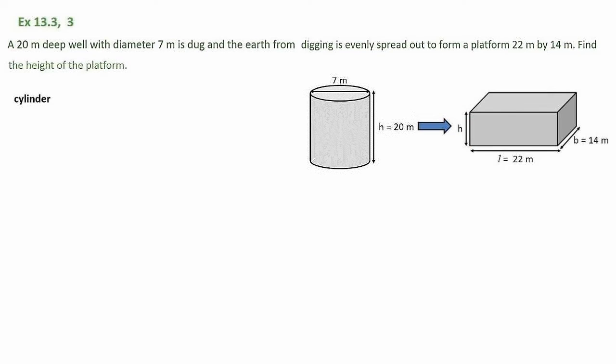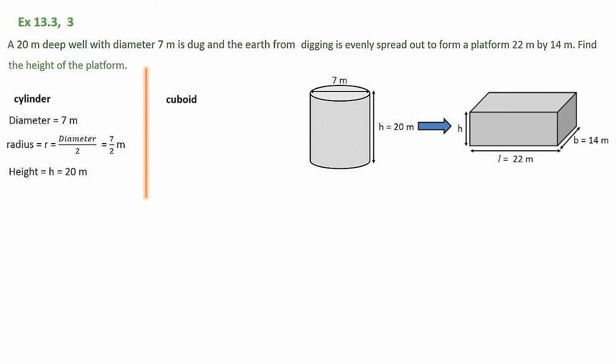So there are two shapes mentioned. The first one is a cylindrical shape, diameter is 7 meter, radius must be 7 by 2 and height is 20 meter. And another shape is a cuboid, which is the platform. It is a cuboidal shape, length is given as 22 meter and breadth is 14 meter, and the height is missing, so let it be h meter.